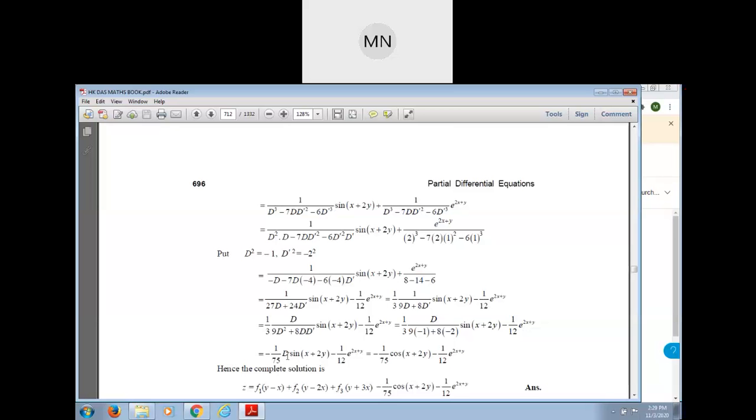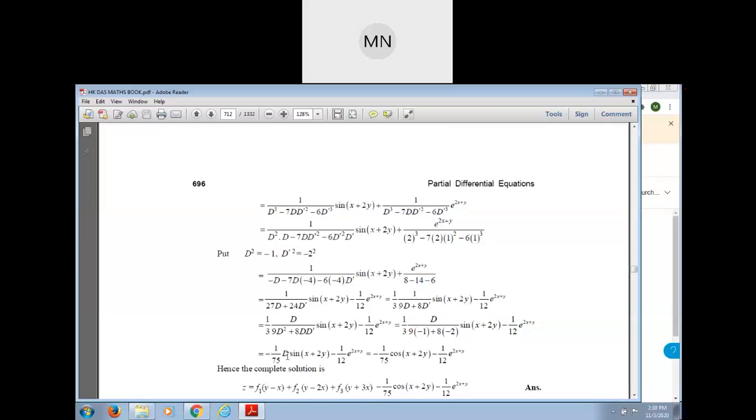Okay, and D dash is what? D dash is also differentiation with respect to y. Actually it is partial differentiation with respect to y. Capital D indicates partial differentiation with respect to x. And capital D dash is partial differentiation with respect to y. But we put D equals to m and D dash equals to 1 when we write the auxiliary equation. Don't confuse between that concept.